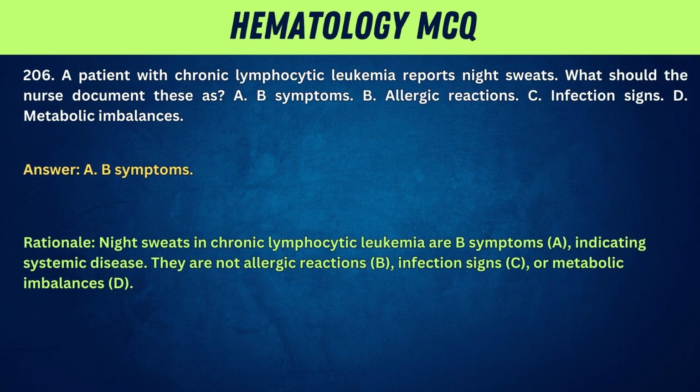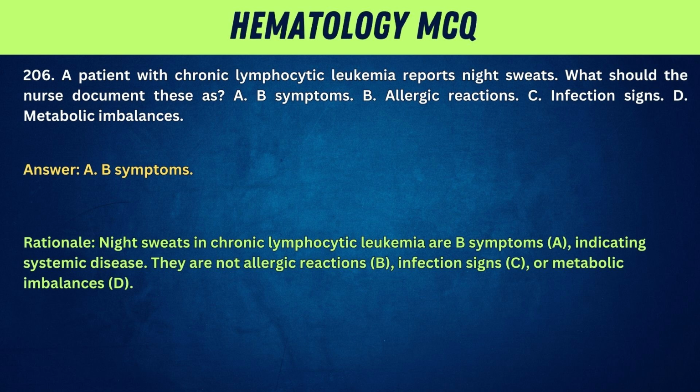206. A patient with chronic lymphocytic leukemia reports night sweats. What should the nurse document these as? A. B symptoms. B. Allergic reactions. C. Infection signs. D. Metabolic imbalances.